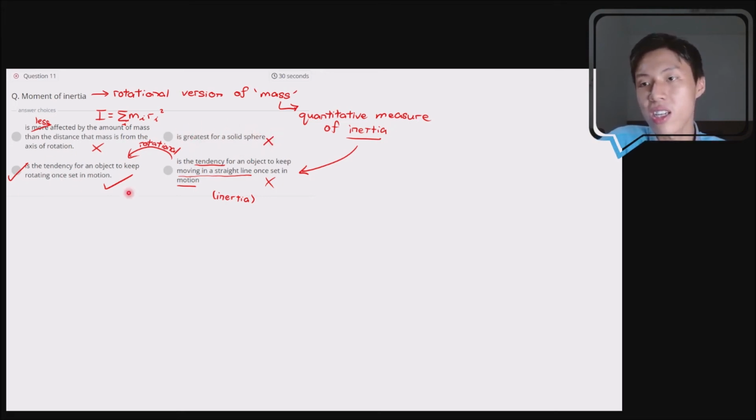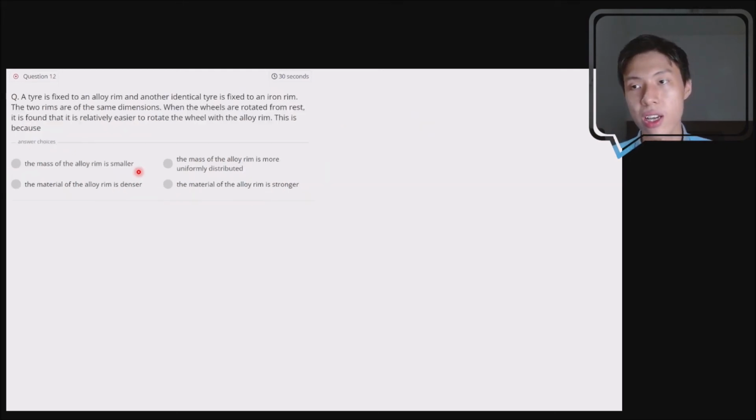So our answer is moment of inertia is the tendency for an object to keep rotating once set in motion. Okay, so that's it for this question. Let's move on to the next question.